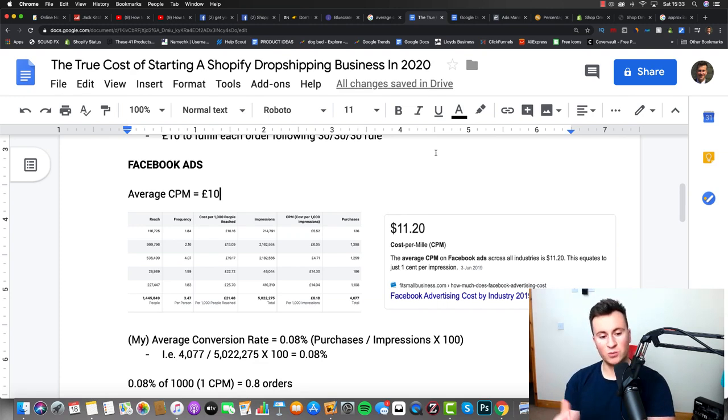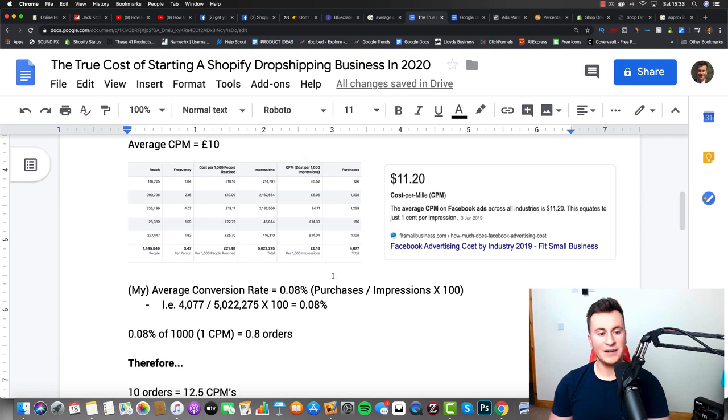The next number I had to work out was the average conversion rate. Now, as it says there in brackets, this is my conversion rate. Yours might be different to the next person, and so on. So my average conversion rate for this ad account was 0.08%, and the way I worked this out then was essentially the amount of purchases, so 4,077 purchases divided by the impressions, which was just over 5 million, times that by 100 and you get a 0.08% conversion rate.